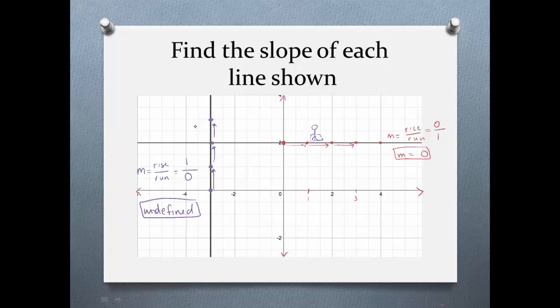But if I'm skiing on this mountain, I'm going to go so fast that I'm going to die and I'm going to become undefined. So if you try to ski on a vertical line, you become undefined. If you try to ski on a horizontal line, you just feel like a zero. So that's how I remember the two slopes.